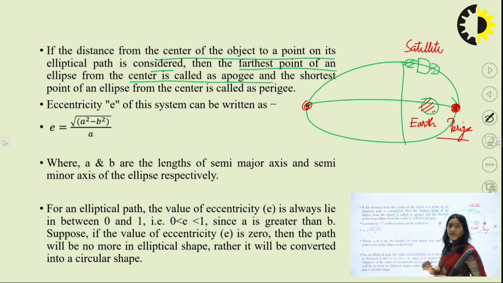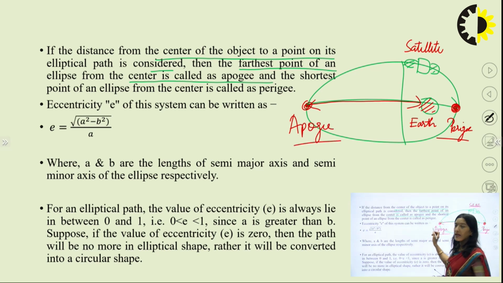point also. At this point, you can see that the distance is the farthest, so this point is known as apogee, right? So this point is apogee, this point is perigee.